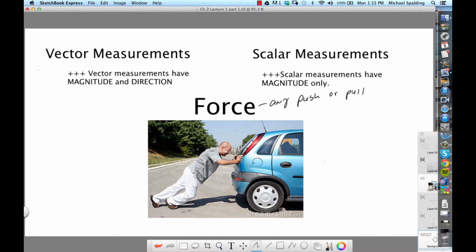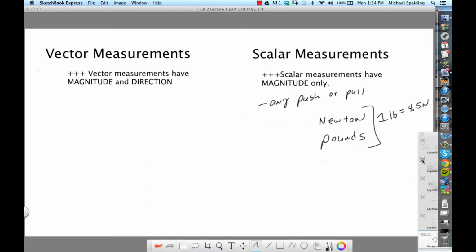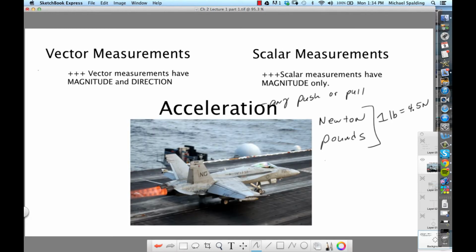Does anybody know the unit for force? The physics unit for force is the Newton. What do we use in everyday life for force? Pounds. A Newton and a pound do the exact same thing, right? And the conversion is 1 pound is about 4.5 newtons, roughly that. Okay, so that's going to be vector. Force is vector.